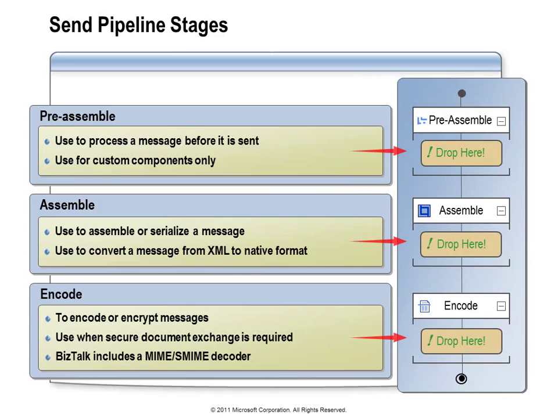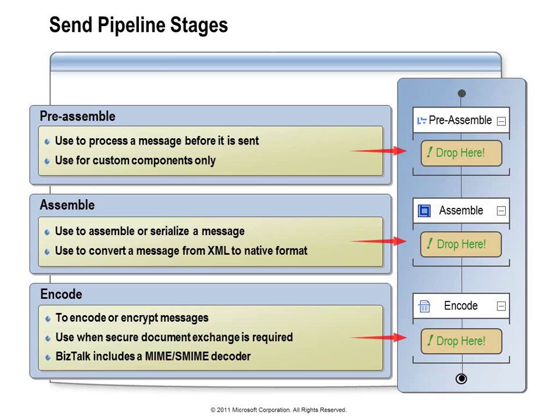The send pipeline then is organized into three stages, and that makes sense. There is no need for a validate stage. Our application is producing the message, so it better be valid. And there's no need for a resolve party stage, since BizTalk knows that it's our application sending this message. And so in lieu of those two stages, we have a pre-assemble stage, and that's just there to leave the option open for any custom components that might need to execute before the assemble stage. None of the built-in components make use of the pre-assemble stage.